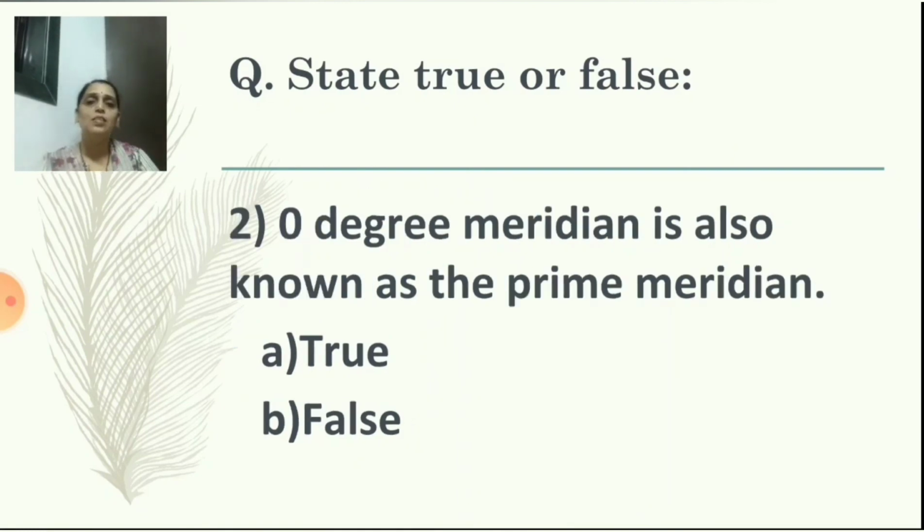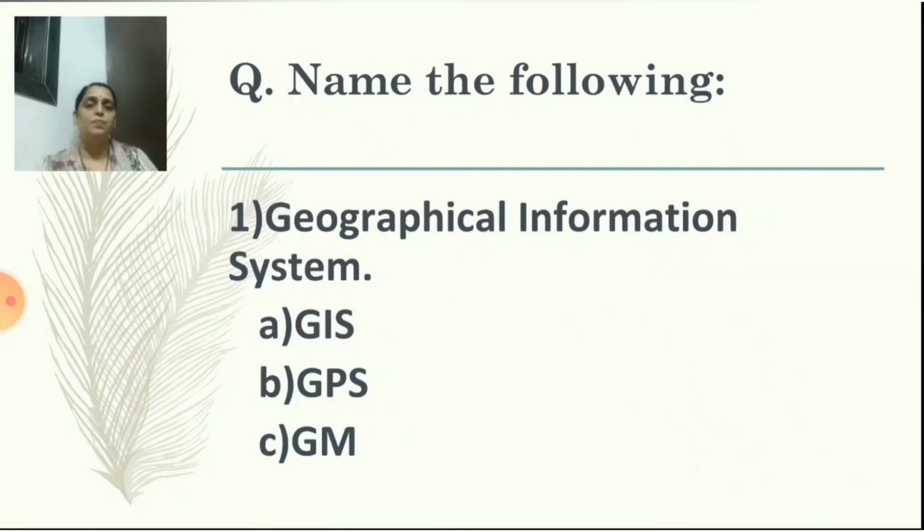Second, the 0 degree meridian is also known as the prime meridian. The options are A, true, B, false. What will be the answer here? Yes, A, true. The 0 degree meridian is also known as the prime meridian. Very good. Now the next we are going to see is name the following. The question is given with 3 options. Again you are going to take just the right option.